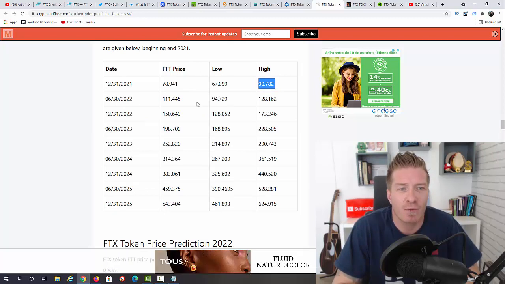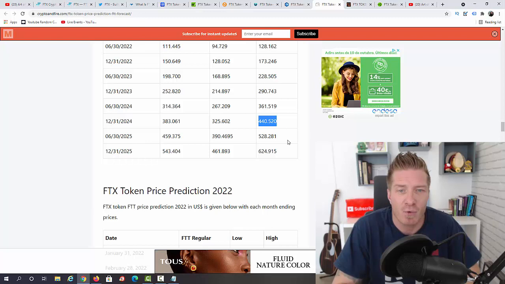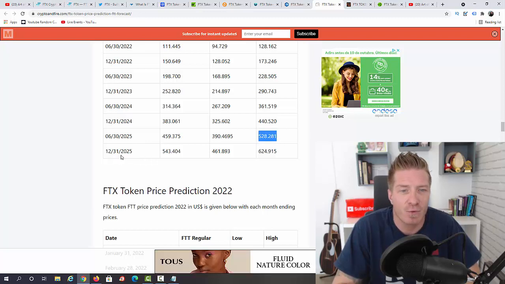We have middle of 2022, 128. The end of 22, 173. Middle of 23, 228. The end of 23, 290. Middle of 24, 361. End of 24, 440. The middle of 25, we have 528, and the end of 2025, $624.